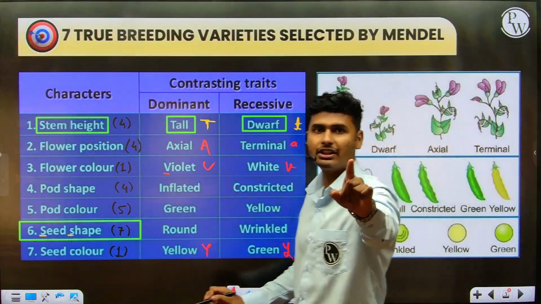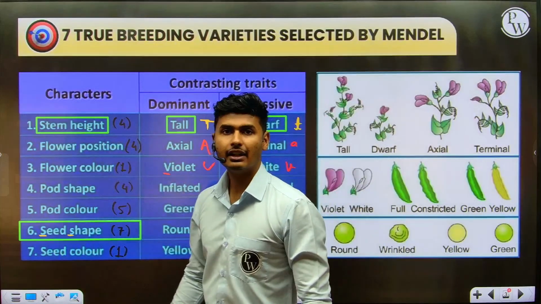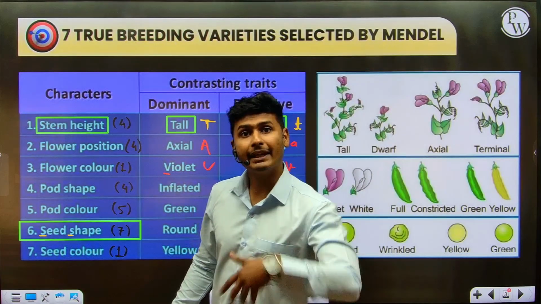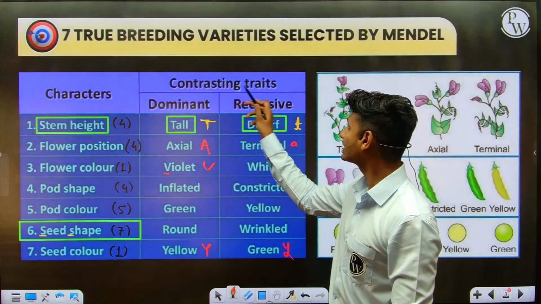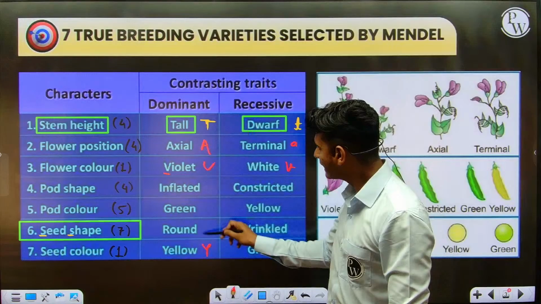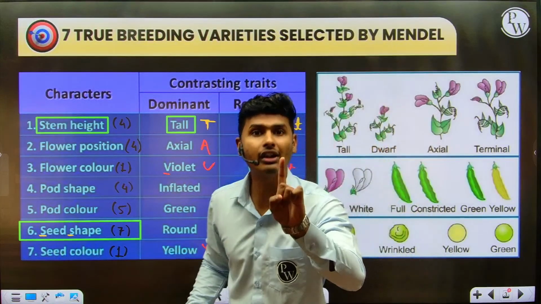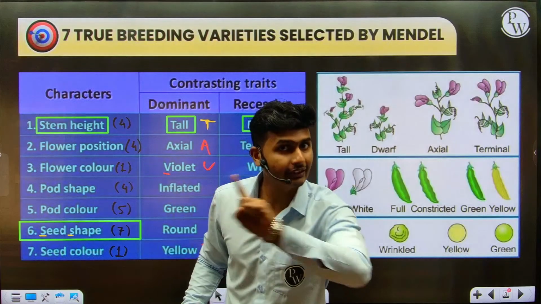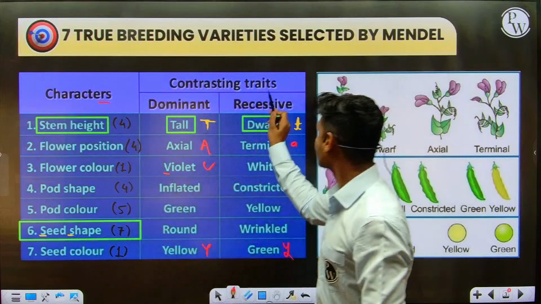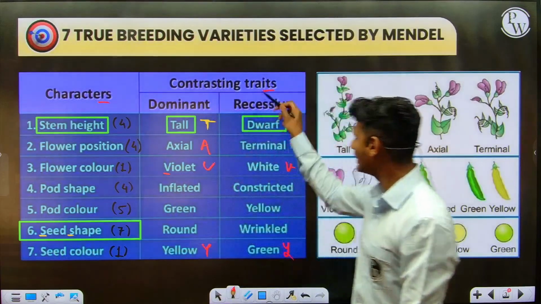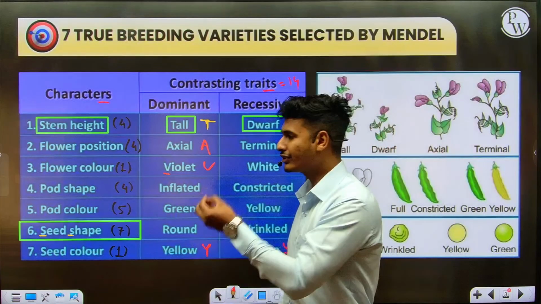And in the examination, if they ask how many characters Mendel selected, 7 characters, how many pairs of characters, 7 pairs. How many contrasting traits? 7 dominant and 7 recessive, meaning 14 contrasting traits, not 7. If they ask about characters, 7. If they ask about traits, 7 dominant, 7 recessive, means 14 traits. I hope you understood this.